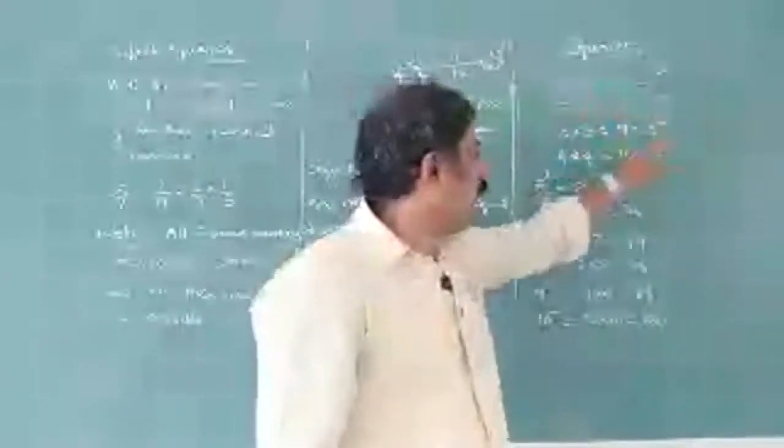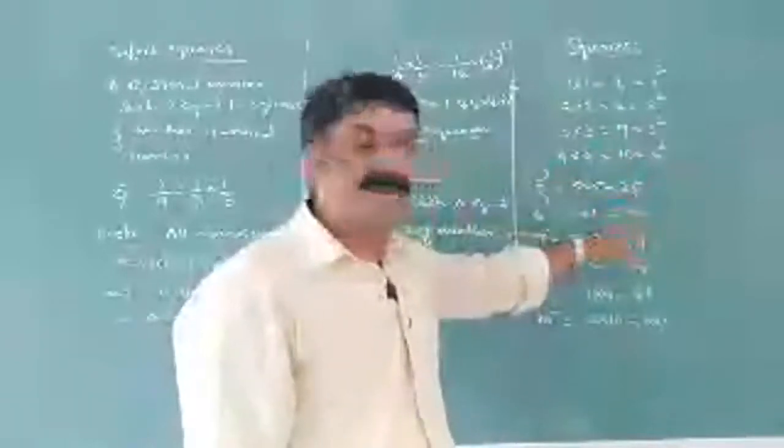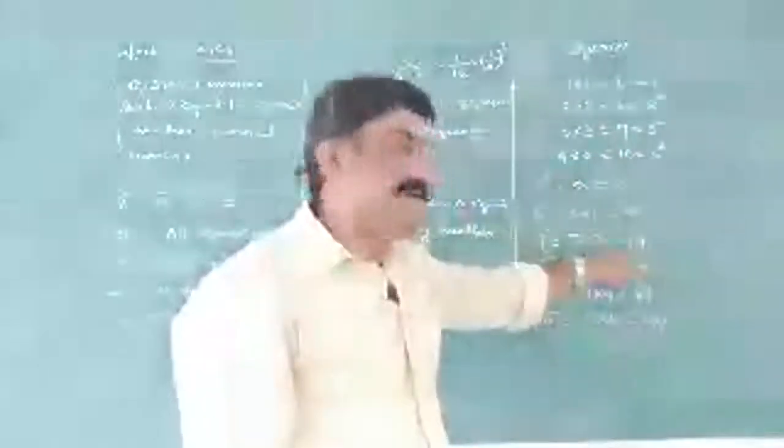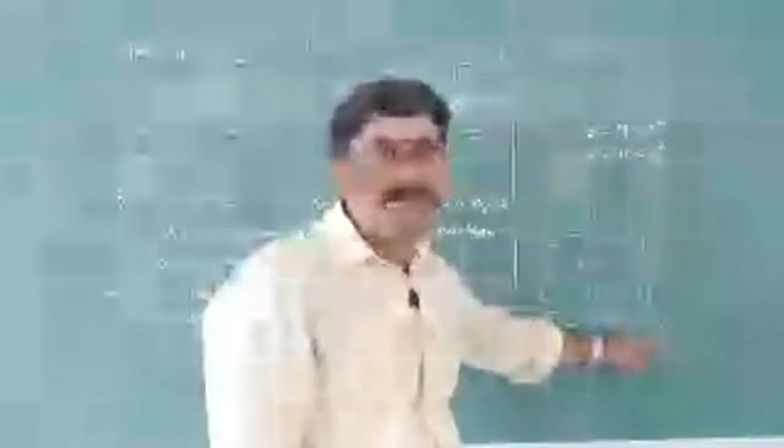Now you observe here. 1 square is 1, 2 square is 4, 3 square is 9, 4 square is 16, 5 square is 25, 6 square is 36, 7 square is 49, 8 square is 64, 9 square is 81 and 10 square is 100.